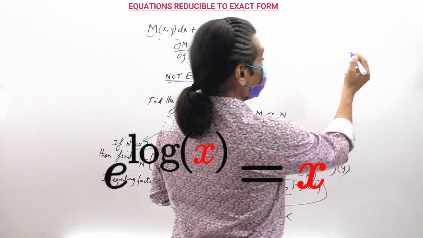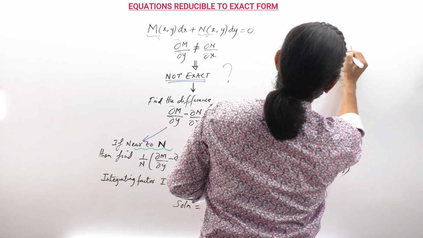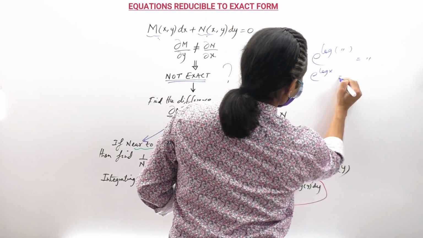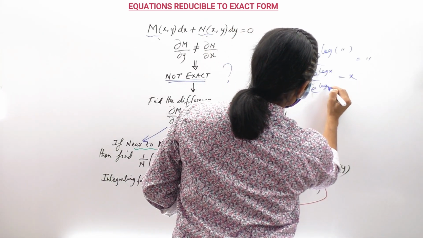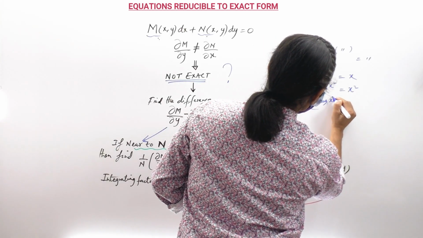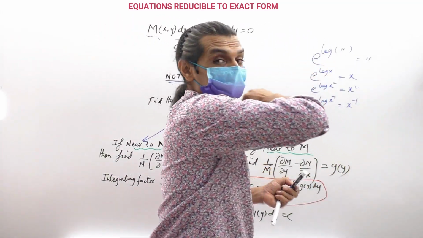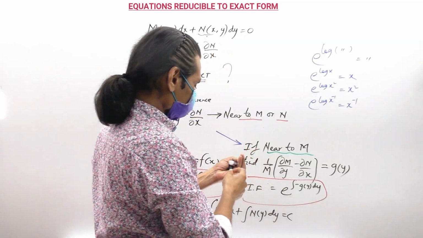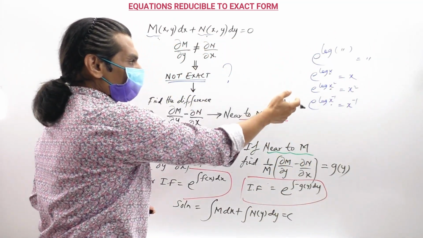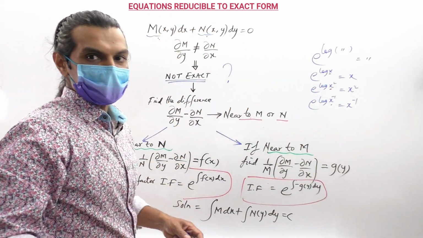Sometimes you need to remember this formula: e raised to log of something is equal to that something. That is, e raised to log of x is equal to x only, e raised to log of x square is equal to x square only, e raised to log of x raised to minus 1 is equal to x raised to minus 1 only. So e raised to log means e and log vanish, and what remains is the term inside, x square, x minus 1. That is it. It is very easy for you when you use this formula: whatever value you get, multiply with the question to make it exact and get a solution.